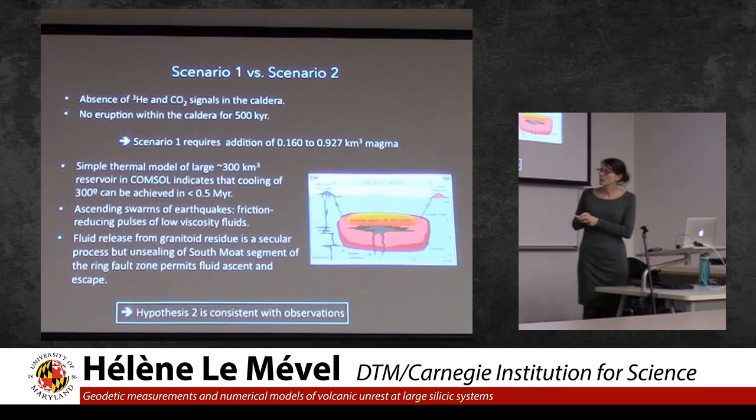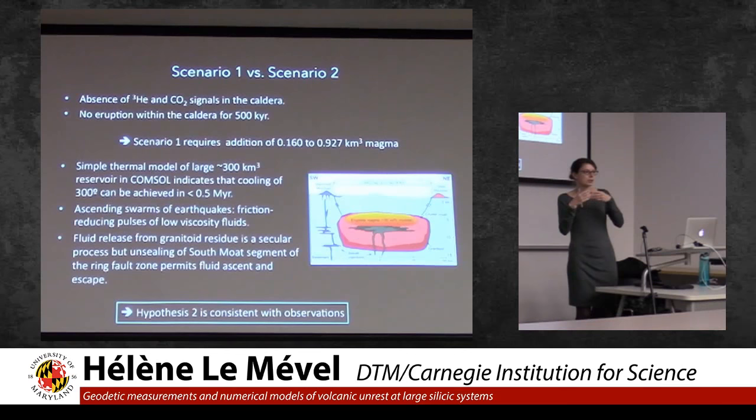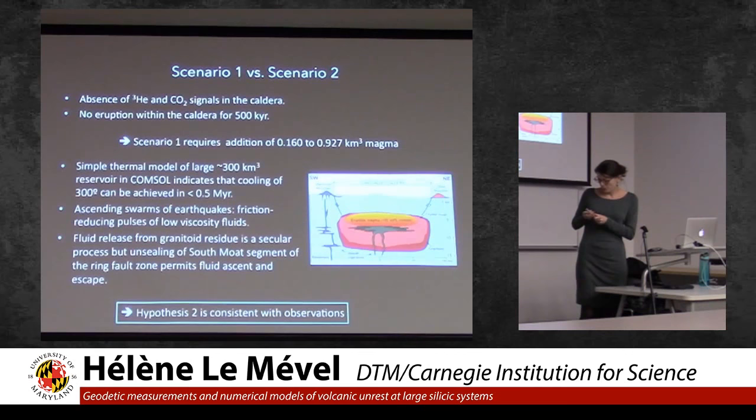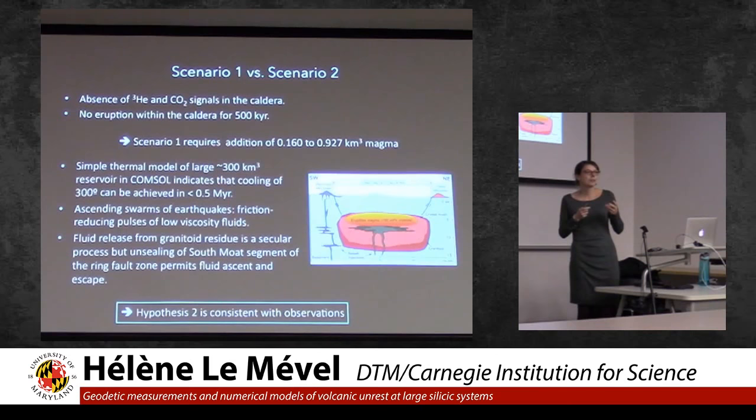So however, the fluid release and the crystallization would be a secular process. So you could wonder why we would have these pulses of fluidic solution and have those pulses of deformation. One possible hypothesis, and this is still ongoing work, so if you have ideas, you can always tell them to me later, is that we are thinking to invoke the role of the faults, because each deformation episode is accompanied by those earthquake swarms.